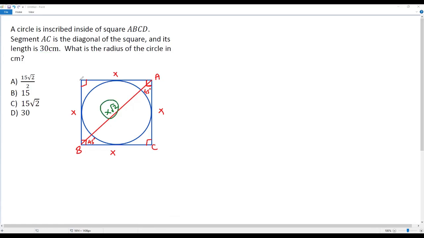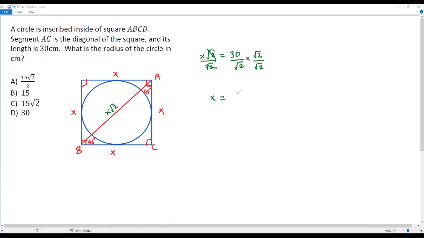So this x times square root of 2, this 30, both of them represent the same thing, that is the length of the diagonal of the square. So we can equate them. That is x times square root of 2 equals 30. Now let's solve for x in this equation. For that we have to divide both sides of the equation by square root of 2. Then the square root of 2 will cancel out. And also here to rationalize the denominator, we have to multiply both numerator and denominator by square root of 2.